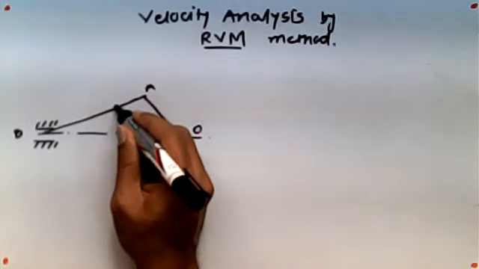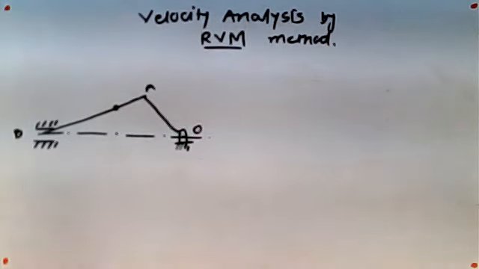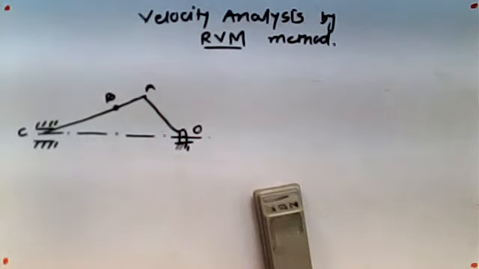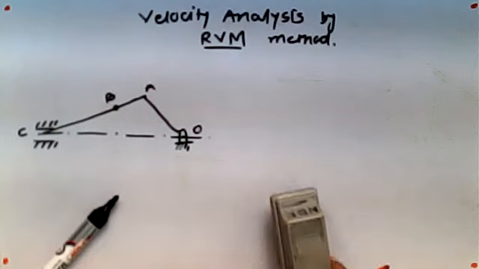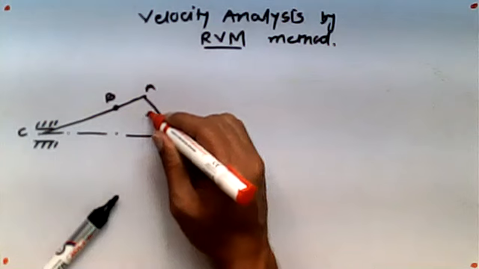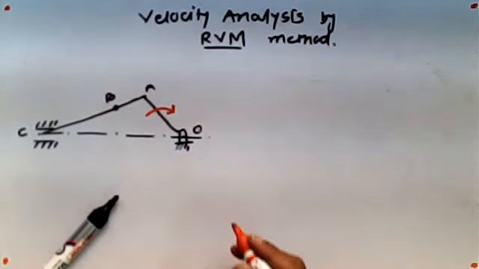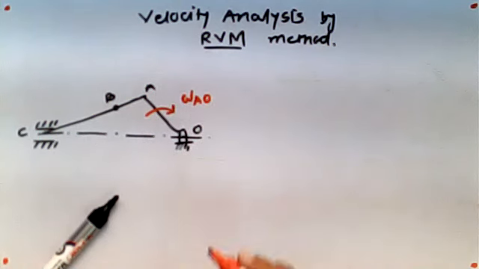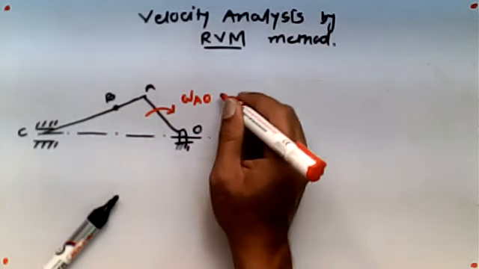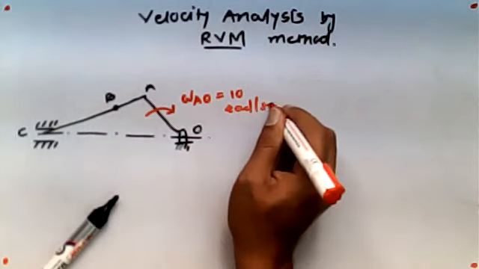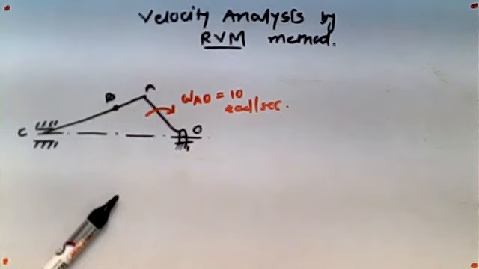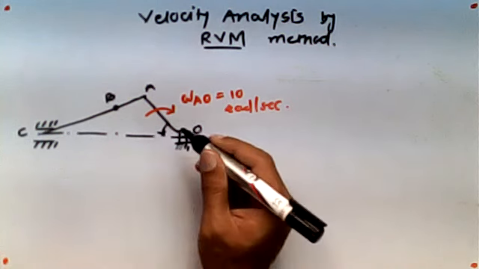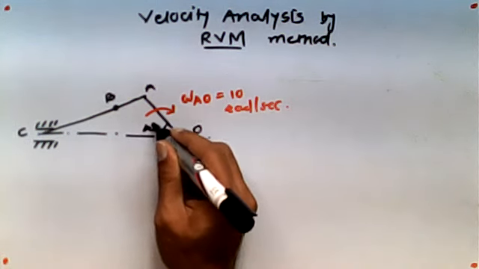Now, one more random point is there. One random point is given in the configuration, and this point is C. Now, this crank rotates at a certain angular velocity, and that is given to us. Let's say crank OA rotates with an angular velocity of 10 radian per second. For this instant, the crank is at 45 degrees.